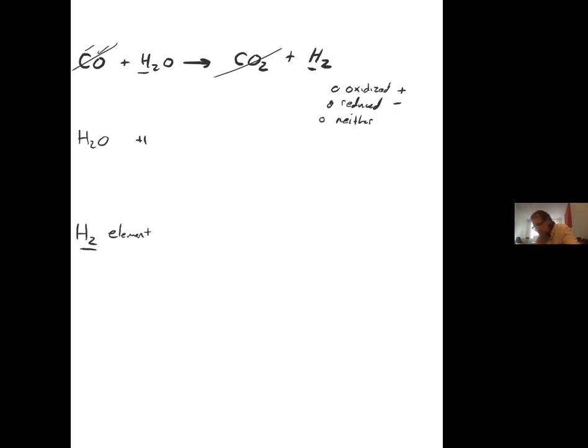Elements are 0, right? So that means the hydrogen went from +1 to 0. Sometimes I need to draw a little picture for myself to see whether something is becoming more positive or more negative. In this particular case, it's positive, now it's 0. So it's becoming less positive or more negative, right? That means the same thing. Less positive is the same as more negative. So that's oxidized.